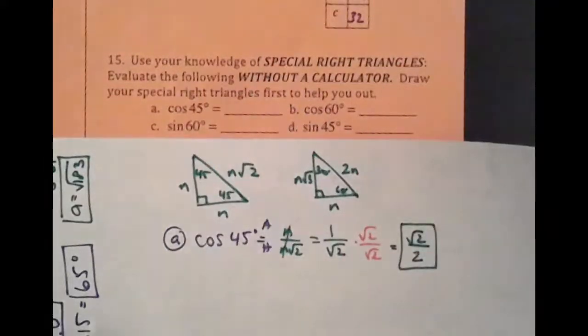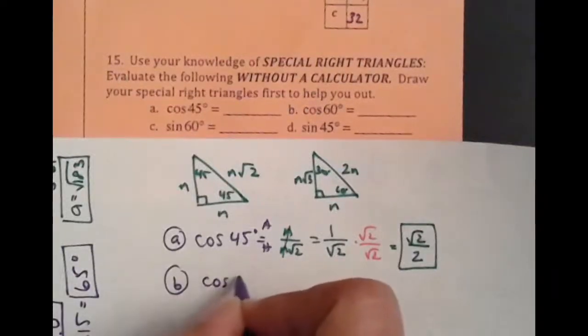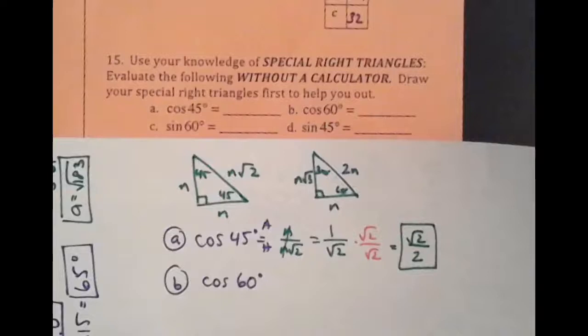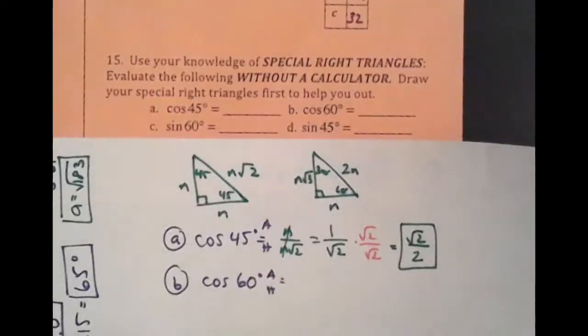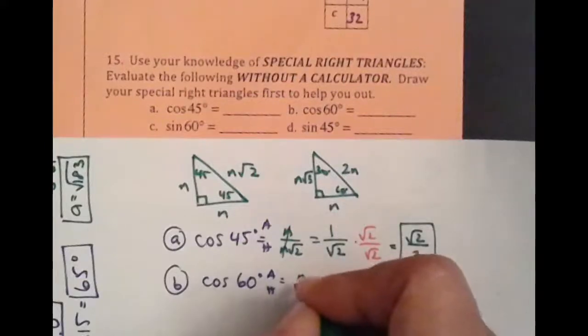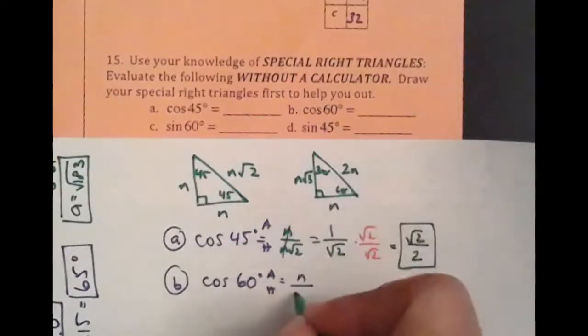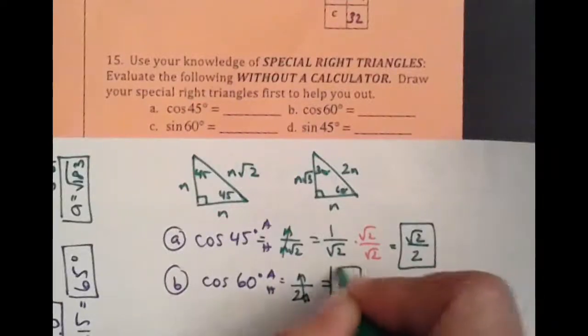All right, the next one, part B, is solving for cosine of 60 degrees. Again, a cosine is adjacent over hypotenuse. That's what we're going to look for. Let's take a look at 60 degrees as being our reference angle. Adjacent is n over hypotenuse, which is 2n. The n's cancel, so you just get 1/2.